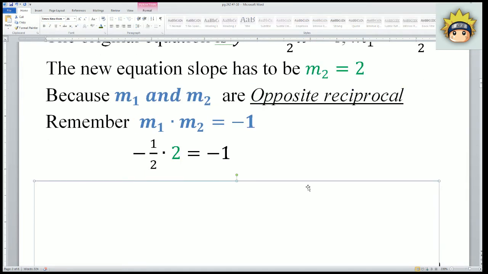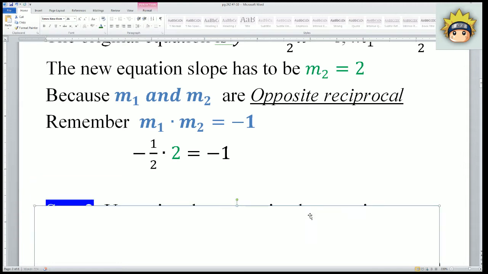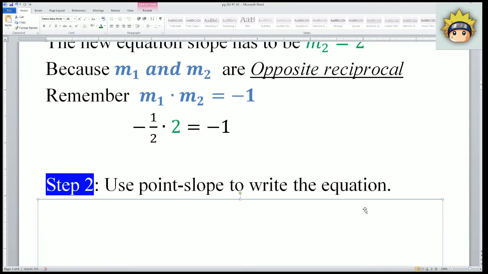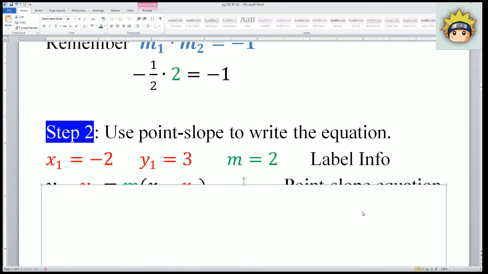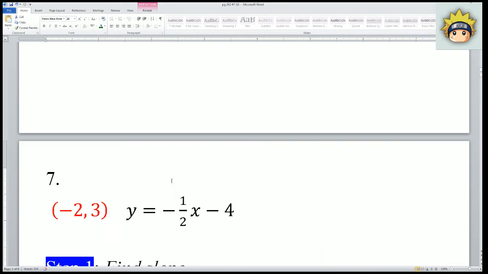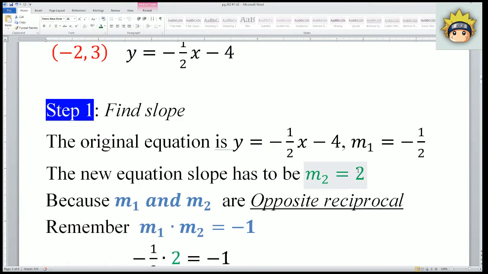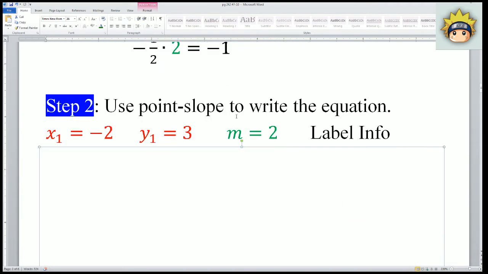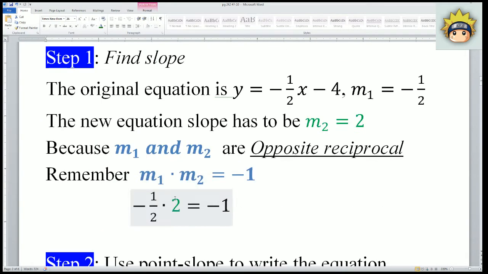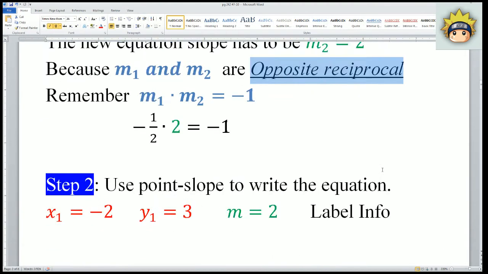Same procedure as before. My life is easy now because I just use the point-slope equation. I make sure I have my point, -2 for x and 3 for y. M is equal to 2. Again, 2 is right there. Please review the previous minutes if you need further explanation on how I got the 2 for the slope. It is because of the opposite reciprocal.